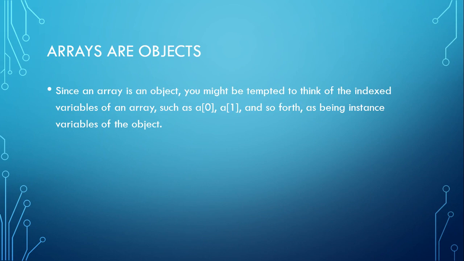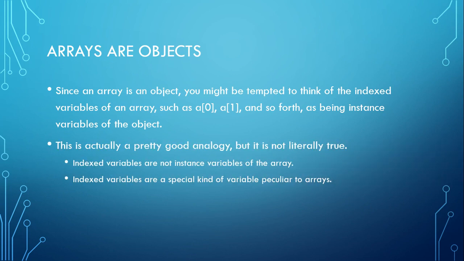Now, since an array is an object, you might be tempted to think of the index variables of arrays, such as a[0], a[1], and so forth, as being instance variables of the object, which is kind of how we might think about it normally with classes. However, while this is a good analogy, it is not literally true. If you recall, index variables are not instance variables of the array. Index variables are instead a special kind of variable peculiar to arrays, because how arrays handle them is very different.